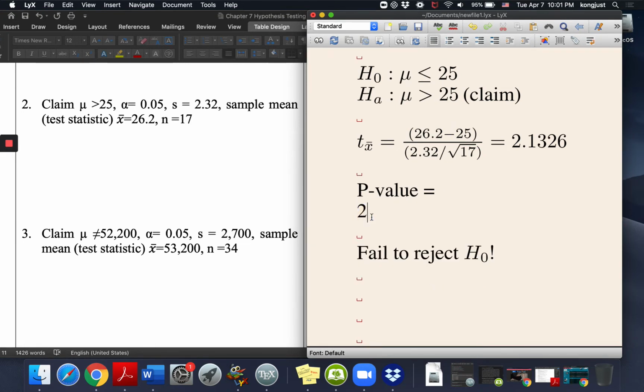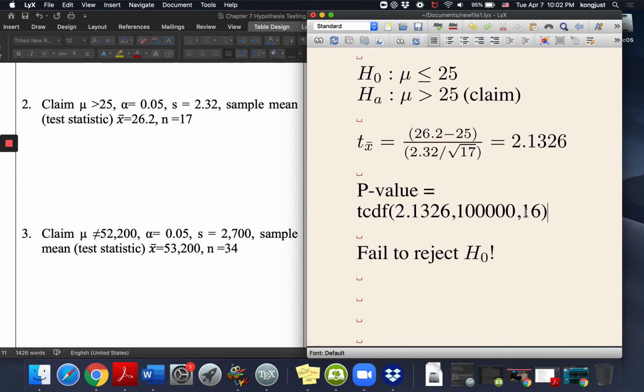Okay, this time we're not doing a double-tail test, so I don't need a 2. I'm doing a right-tail test because the alternative hypothesis is greater than. So I'm going to use the right side. This is my lower bound now, right? From this point onwards. So I'm going to do a tcdf. That is the lower bound, 2.1326, up to 10,000. Or I put 100,000, but no harm in that. And then I want the degrees of freedom, which is 16, 1 less than n.